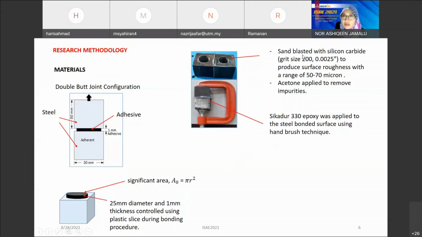Face roughness goes by sandblasting with silicon carbide with grit size number 200, which is 0.0025 inch, to produce surface roughness with Ra of 50 micron. Acetone was applied to remove impurities on the surface. Further, Sikadur 330 epoxy was applied to the steel bonded surface using a hand brush technique.